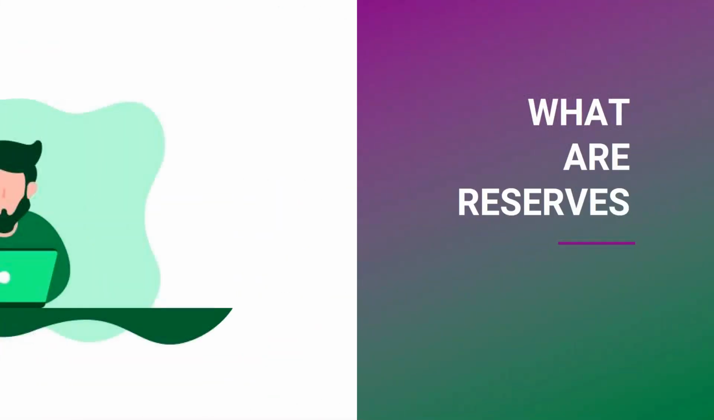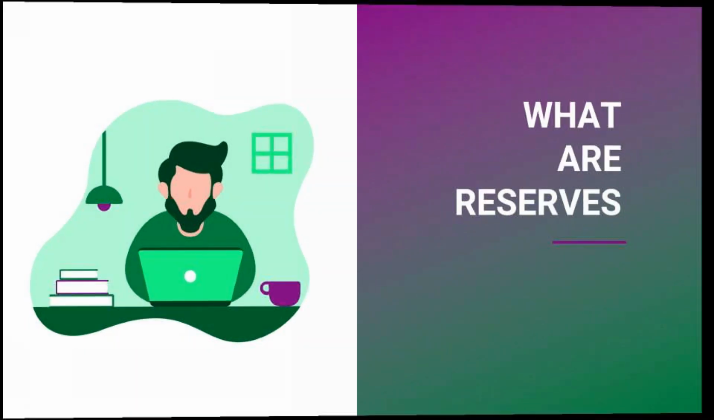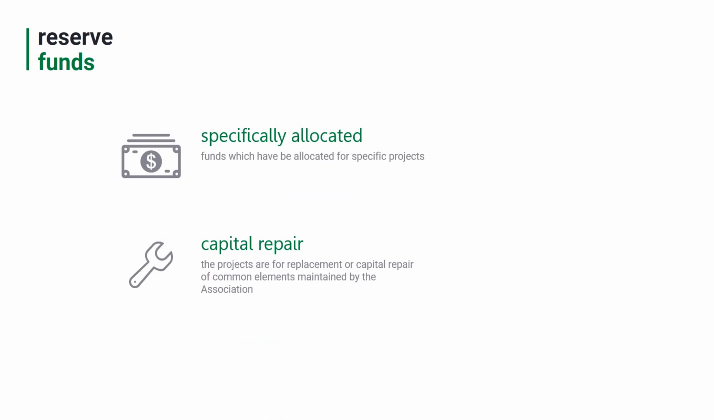First section, what are reserves at the very, very basic level? Simply put, reserve funds are funds or monies that are specifically allocated for specific projects, and those projects need to be capital repair replacement projects of elements that are responsibility or maintained or owned by the association, right? Very simple process. Again, anyone who's been in this industry, not telling you anything new there.